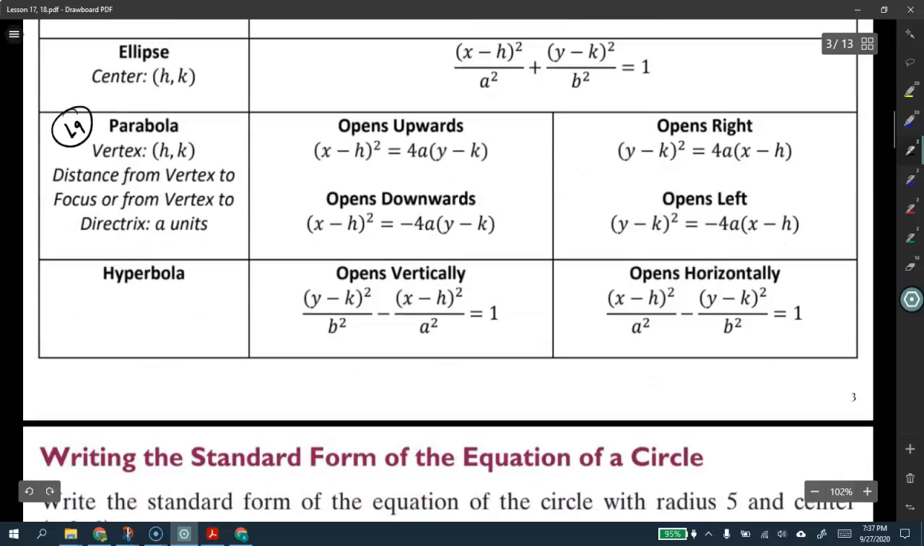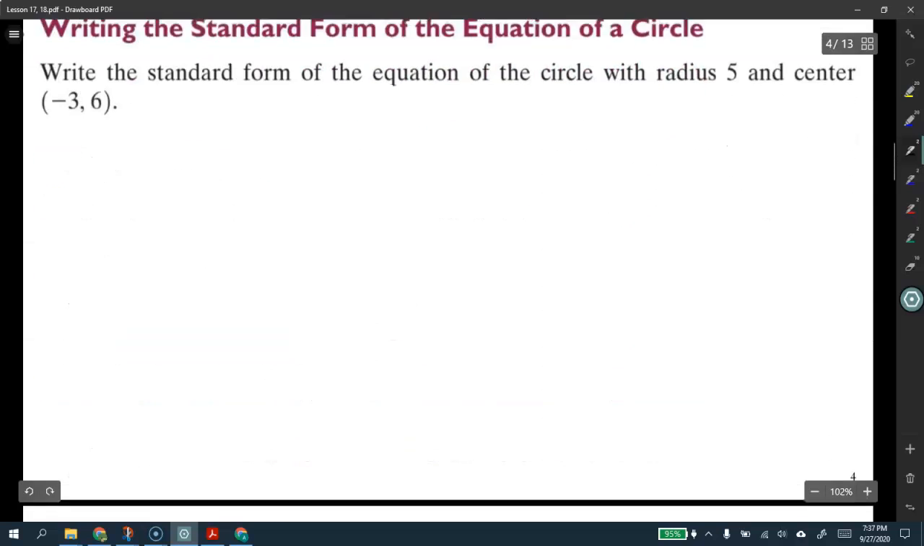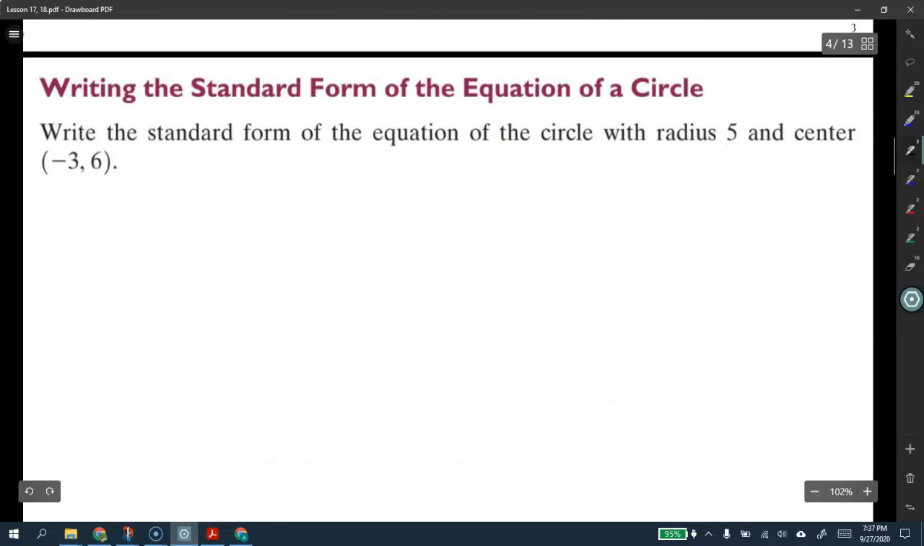Now, we're going to get straight to answering some questions. So it says writing the standard form of the equation of a circle. It says write the standard form of the equation of the circle with radius 5 and center -3, 6. So we know that the radius of this circle is going to be 5, and the center is going to be located at -3, 6.